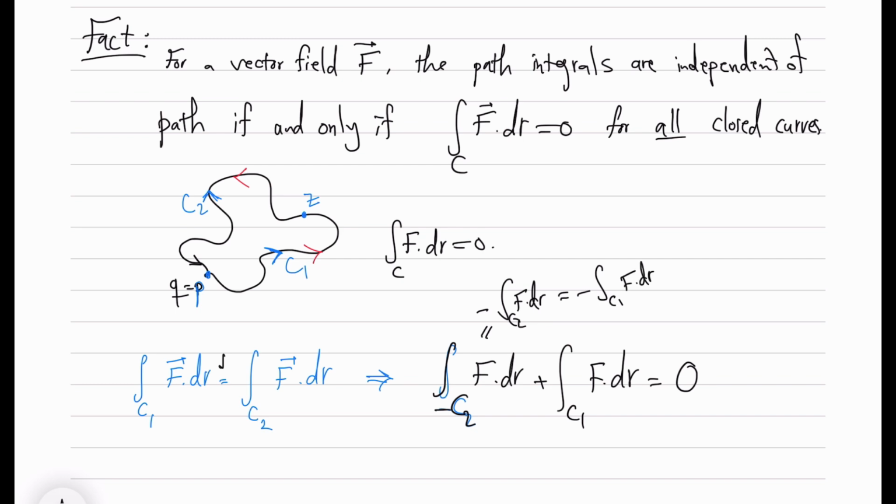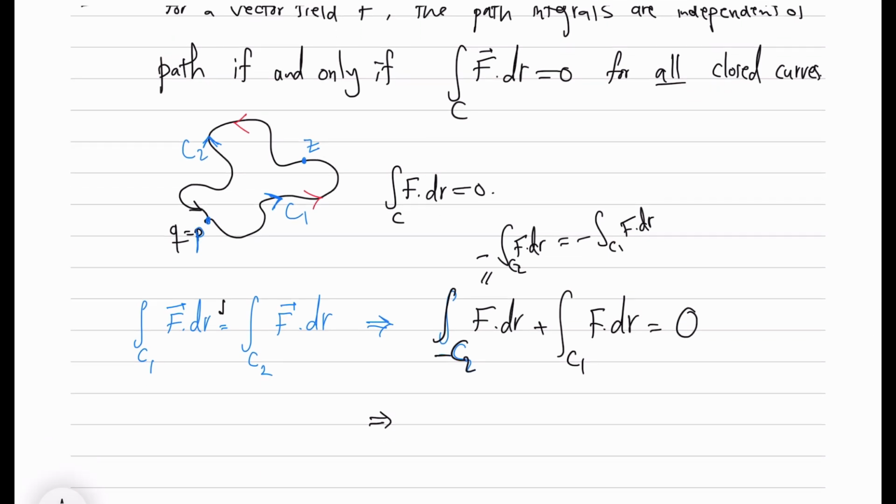But notice that these two added together fix the orientation. That means we are following the red loop, which is the original closed curve that we had. So this shows that if the integral is independent of path, that means if we have this assumption, then for closed curves it's 0.